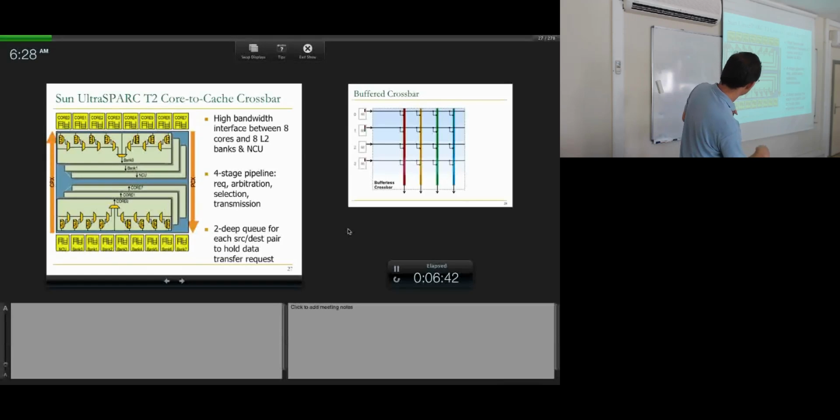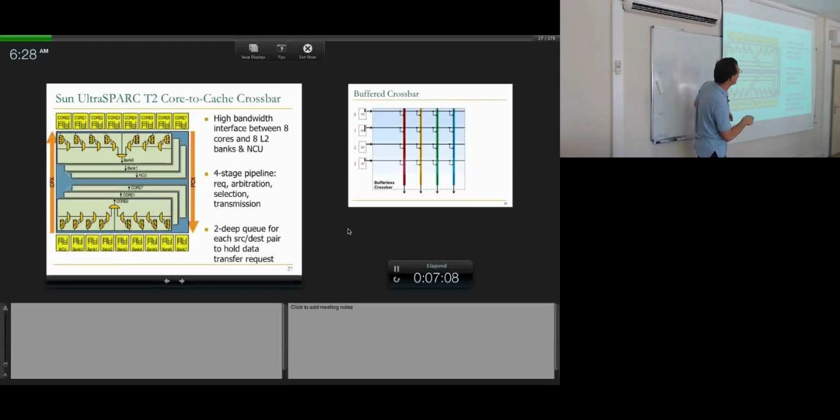as a 9th destination. So basically they have an interface between 8 cores and 8 L2 banks and the non-cacheable unit. And there's a crossbar that's connecting both. And this is what the crossbar looks like. Basically, this is a crossbar that connects all of the cores to bank 0. And if you look at this, there's some buffering. And this is the arbiter, which consists of a bunch of muxes, right?